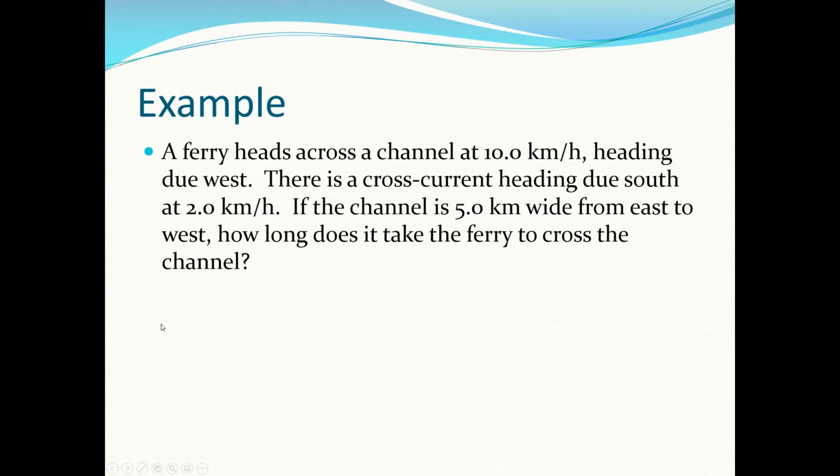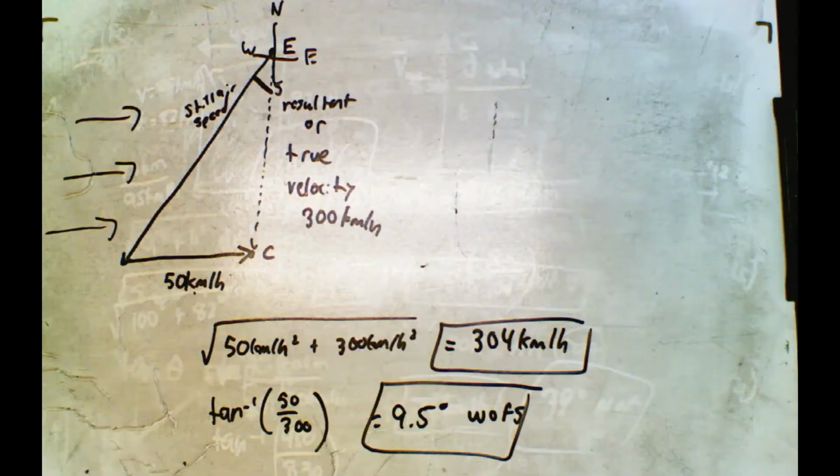So another type of question that we can see: a ferry heads across the channel at 10 kilometers an hour, headed due west. There's a cross current headed due south at 2 kilometers an hour. If the channel is 5 kilometers wide from east to west, how long does it take the ferry to travel across? Okay, so we have to draw a picture because this is quite confusing without a picture.